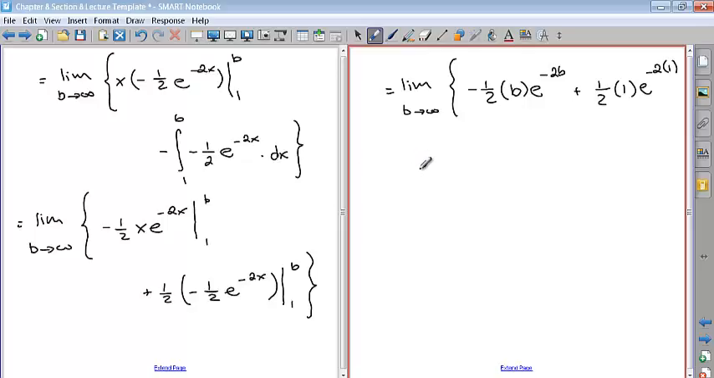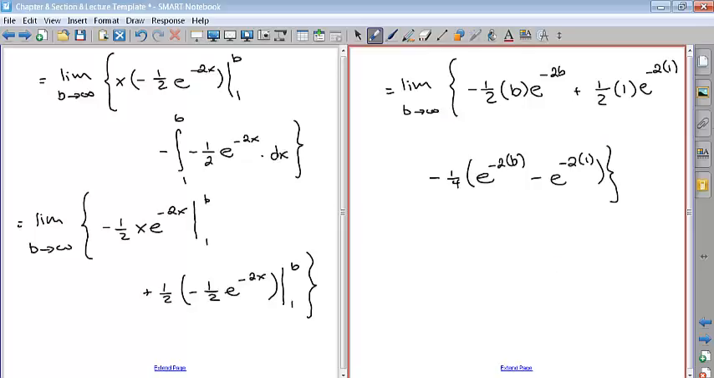And then you have the second part, which is plus 1/2. Well, you get 1/2 times negative 1/2, so it becomes negative 1/4. So you'll have negative 1/4 times e to the minus 2x, but evaluated at b, and then subtract evaluating it at 1. So that becomes negative 2 times 1. Close this parenthesis to match that one, and then use the bracket.